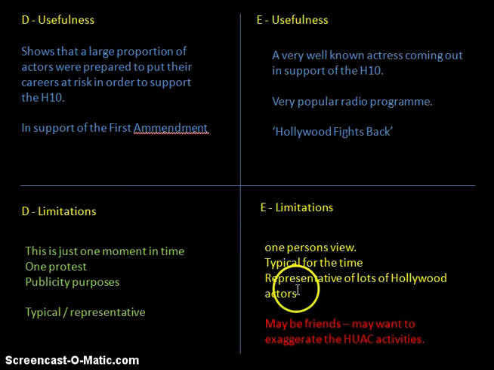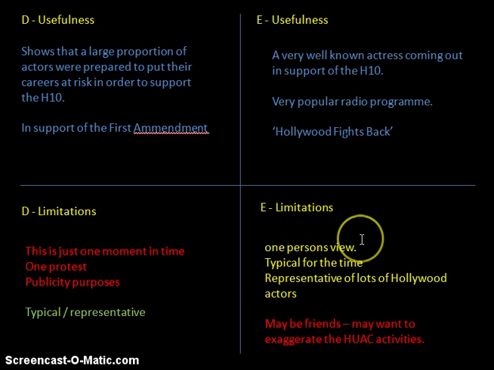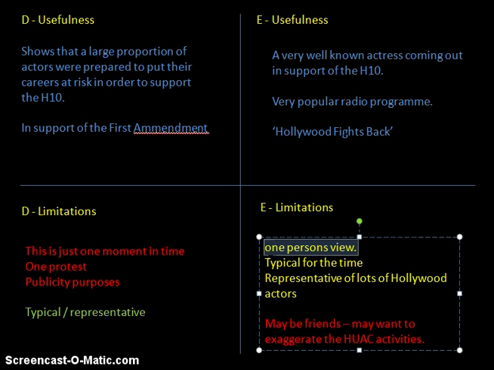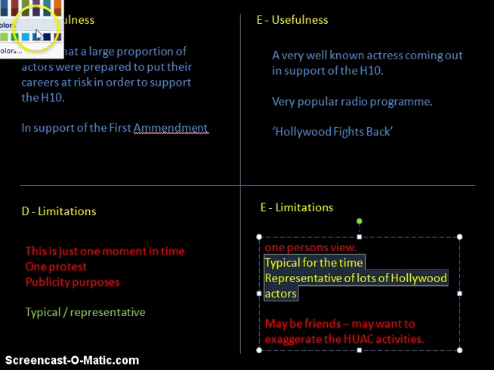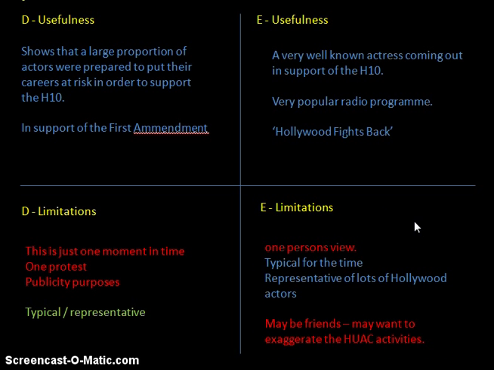In terms of limitations for the sources, we decided that actually D was a little limited because it was a photograph, it was just one moment in time, and that it could have been taken for publicity purposes, so that was a limitation. And when we looked at E, we initially decided that it was one person's view, and so potentially that was a limitation, but because her views were supported by what we'd seen in another source, we were actually thinking that her views were typical for the time and representative of lots of other Hollywood actors. And so we decided that that was a strength. However, she could have been friends with the actors and actresses involved, and so she may have wanted to exaggerate the actions and the activities of the HUAC.